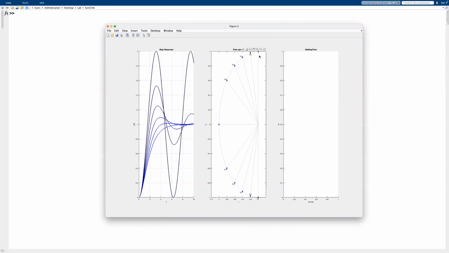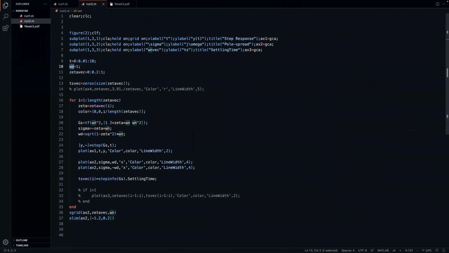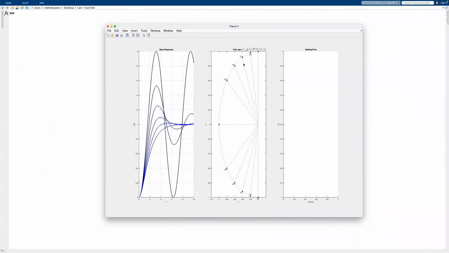Now, we can see that we have just one half circle with radius 1, because that was omega n. We defined omega n equals 1. That means that the absolute value of s should stay 1. This is going to be the circle that we're working on, or this is our orbit.